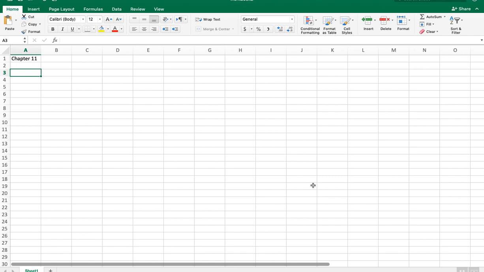I'm working on problem 11-15. It's the comprehensive variance analysis, and in this problem we'll be computing materials price and quantity variances, labor rate and efficiency variances, variable overhead rate variances, and then we'll be talking about those variances after we calculate them.